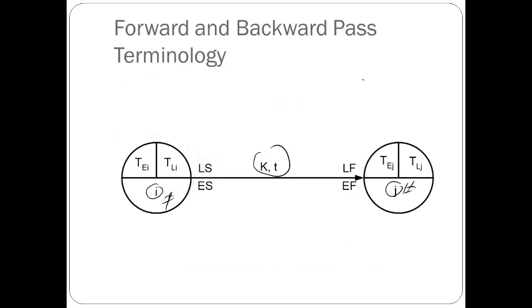Maybe I should change the color. So every event will have the T early and the T late, and we'll have just the number there. And for all the activities, we'll have late start. This is early start, late finish, early start, early finish. So that's what we're going to do, okay?